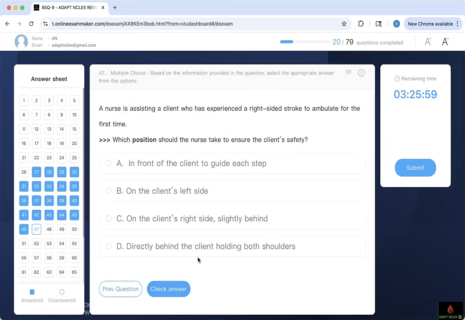Which position should the nurse take to ensure the client's safety? Okay, a nurse is assisting the client who has a right-sided stroke. I'm building up from the last question to ambulate for the first time. Patient has right-sided stroke. Where would you be when you're walking with the patient? Right-sided stroke, it means what? I'm going to walk in front of the client to guide each step. I'm going to be on the client's left side. I'm going to be on the right side of the client, slightly behind them. I'm going to be directly behind the client, holding both shoulders.